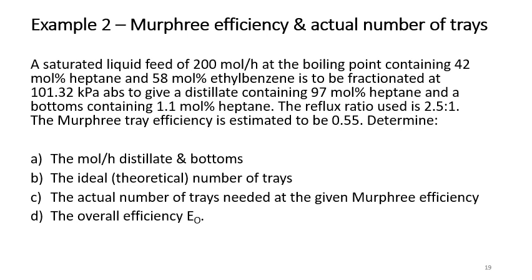Determine the following. The first one is just to do the material balance to get the mole per hour of distillate and bottoms. B is to calculate the ideal or theoretical number of trays. And C, the actual number of trays needed at the given Murphree efficiency. And finally, the overall efficiency EO. Okay, let's do part A, material balance. This one is easy. It's usually the warm-up question in any distillation problem given.